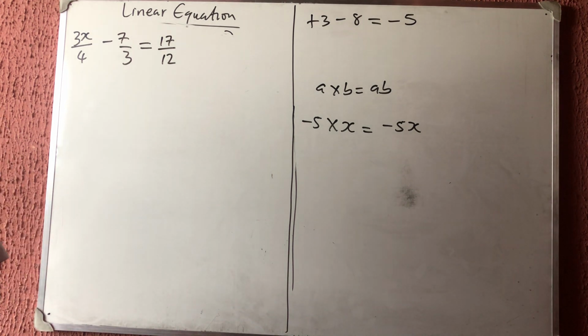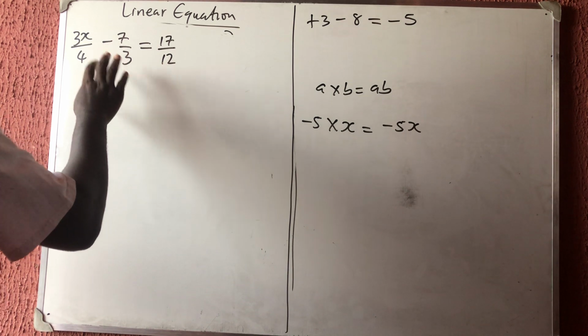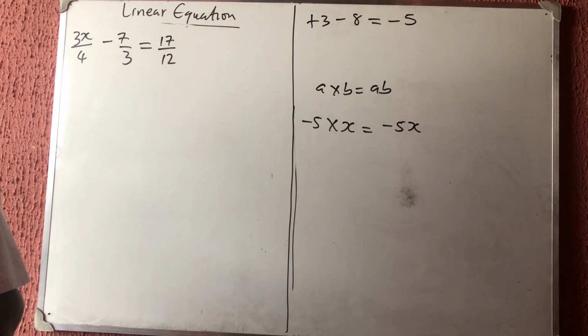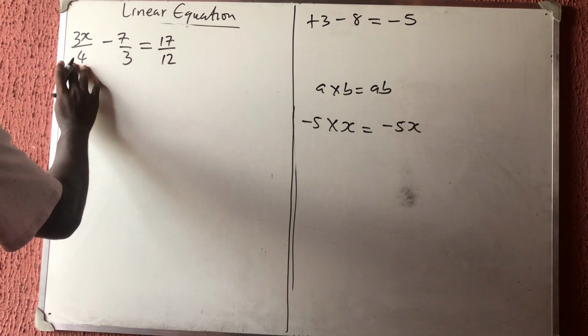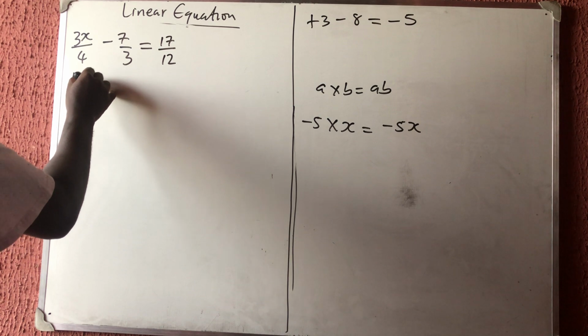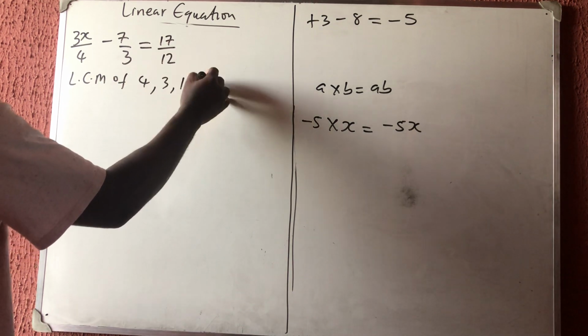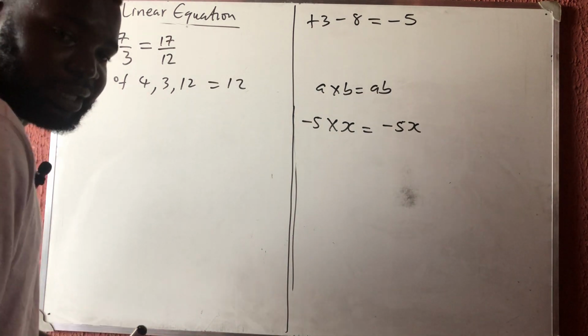First of all, anytime you want to remove fractions, what you do is multiply each term by the LCM of the denominators. So the first thing you find is the LCM. What is the LCM of 4, 3, and 12? The LCM is 12. So we multiply each term by that LCM.